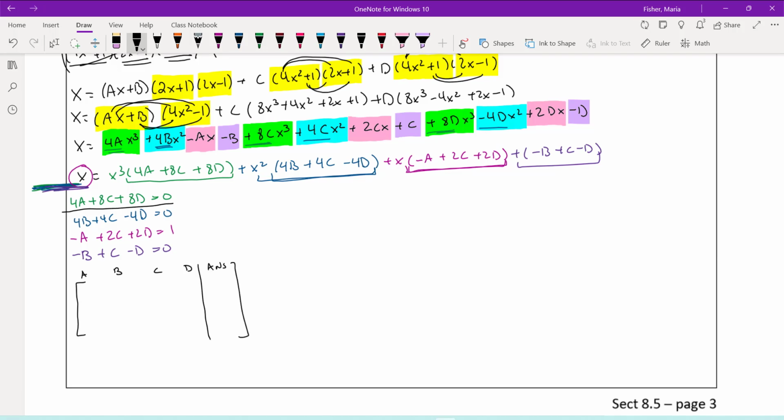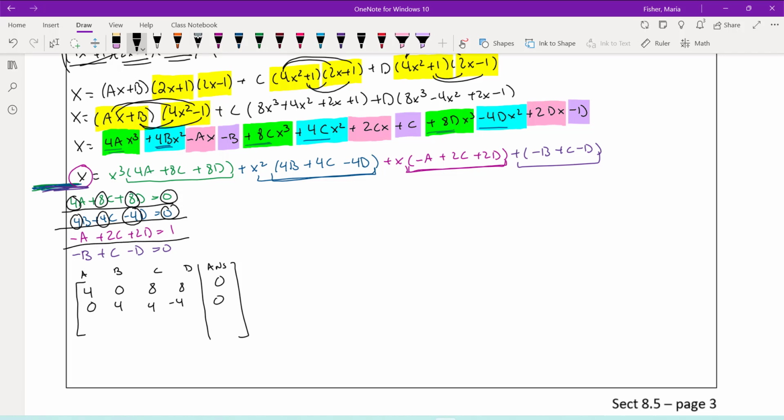For my first row, a would be 4. There's no b, so I would write 0. C is 8. D is 8. The answer is 0. For my second row, I have no a. B is 4. C is 4. D is negative 4. The answer is 0.